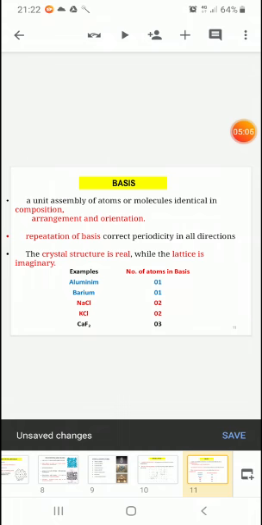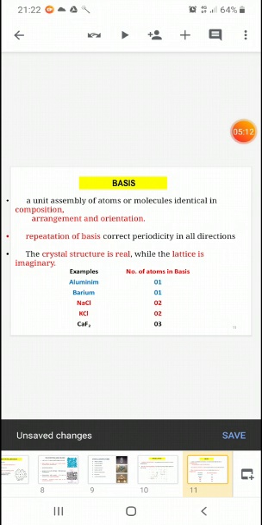Suppose we see some examples and the number of atoms in the basis. Aluminium, the number of atoms in the basis is 1. Barium, the number of atoms in the basis is 1. NaCl, the number of atoms in the basis is 2. KCl, the number of atoms in the basis is 2. CaF2, the number of atoms in the basis is 3, etc.